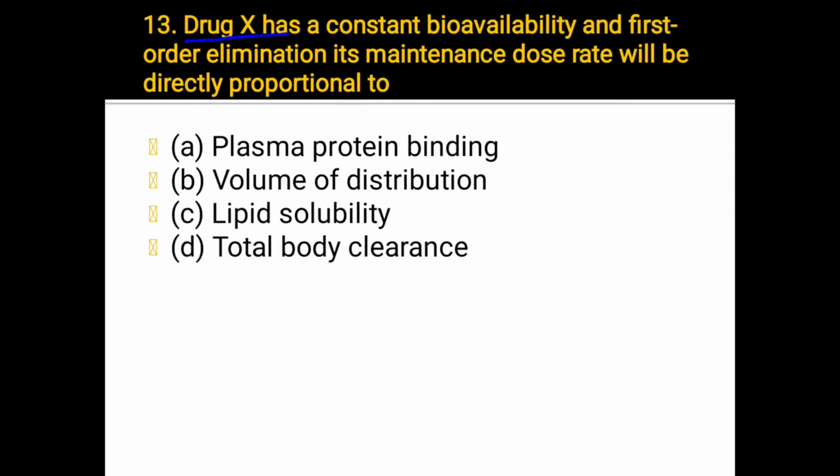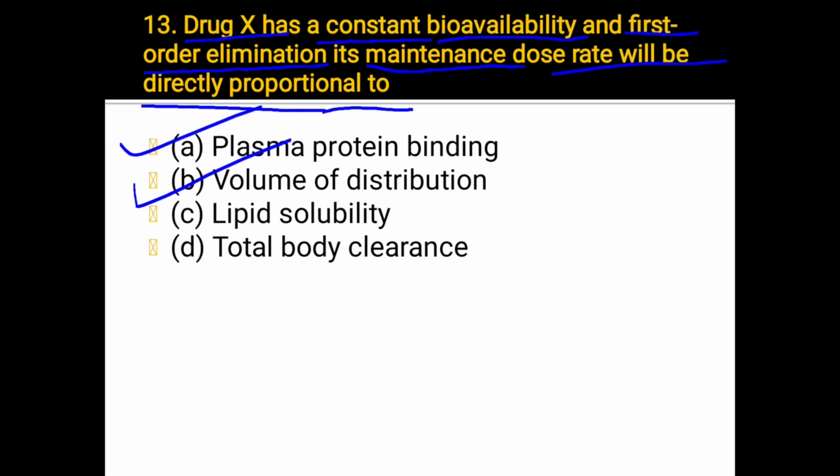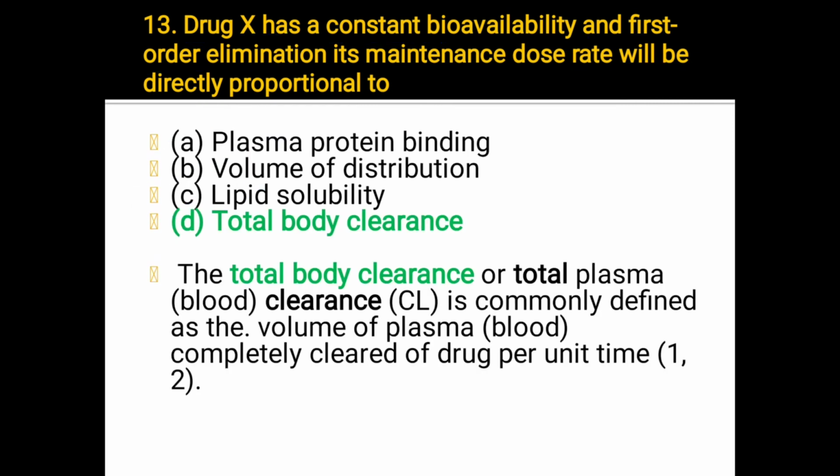Drug X has a constant bioavailability and first order elimination. Its maintenance dose rate will be directly proportional to A plasma protein binding, B volume of distribution, C lipid solubility, or D total body clearance. Which one answer? The answer is D, total body clearance.